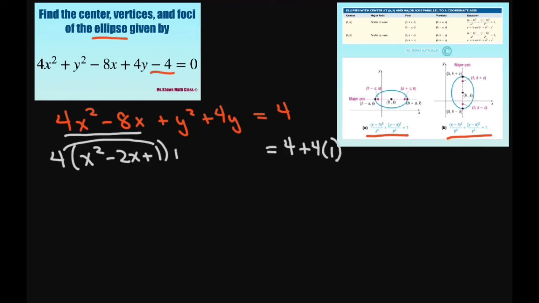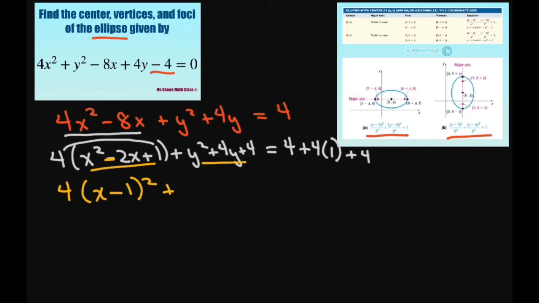Alright, now for this piece we have y squared plus 4y. Take half of 4, which is 2, and square it, you get plus 4. So you have to add 4 as well on this side of the equation. Now we have two perfect square trinomials, so we can condense it and write it as x minus 1 squared, half of 2 is 1. And this one's just going to be y plus 2, half of 4 is 2, squared, and then you add these constants up and you get 12.